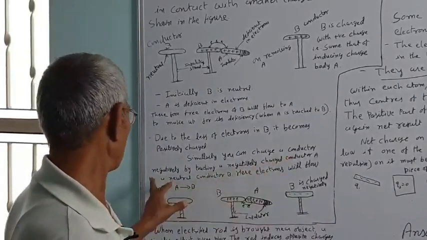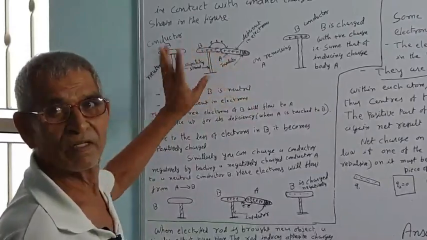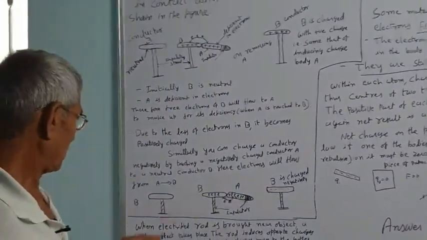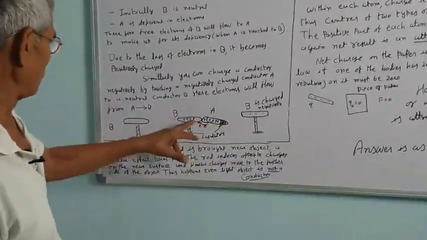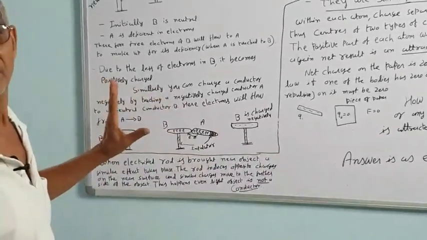Similarly, you can charge a conductor negatively by touching a negatively charged conductor A with a neutral conductor B, as shown in the figure. Correct? Here the difference is only that the electrons will flow from A to B. But by contact, we can charge the body with the same charge.